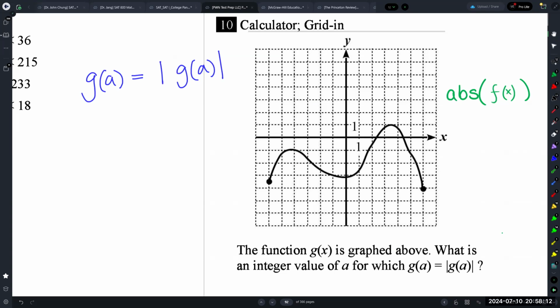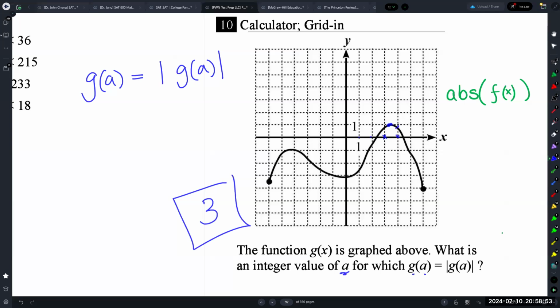Guys, I need an answer, please. Don't take too long. The modulus turns everything, these bars turn everything that is negative to positive. G of A, this is a Y value, 3 comma 1. Okay, 3 comma 1. All right. So an integer value of A, the answer is 3. 3 is an integer value. And so is 4.